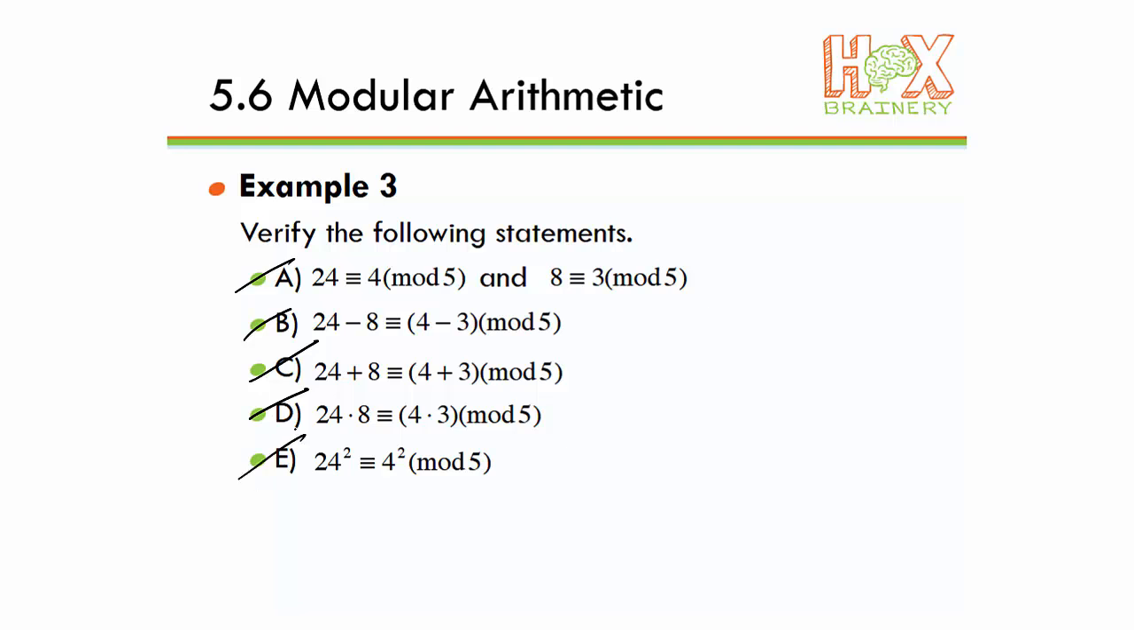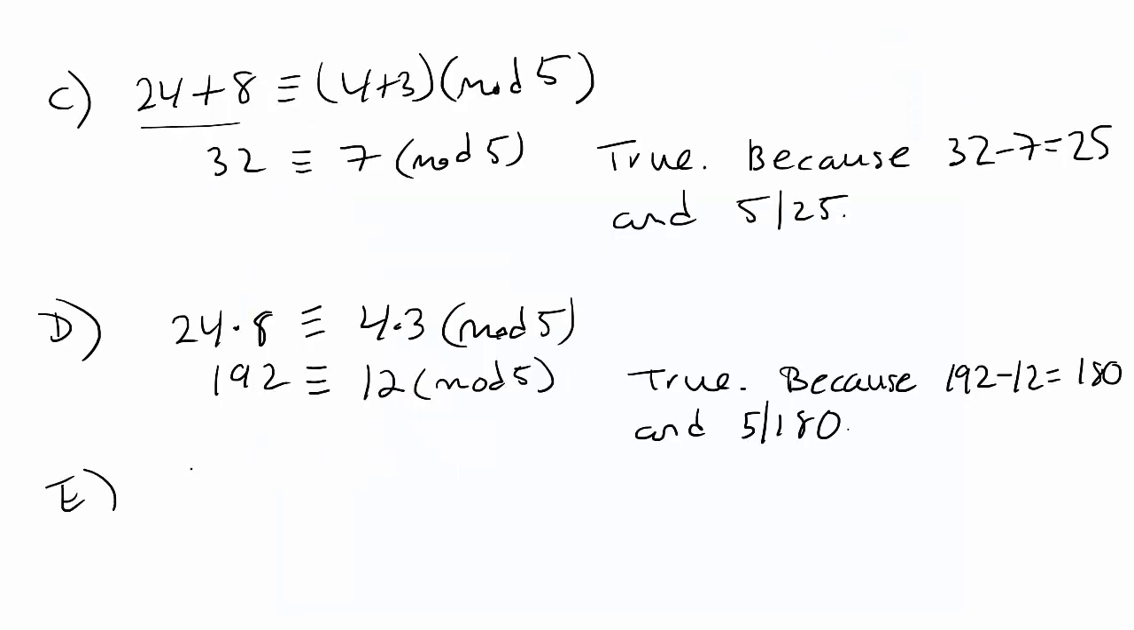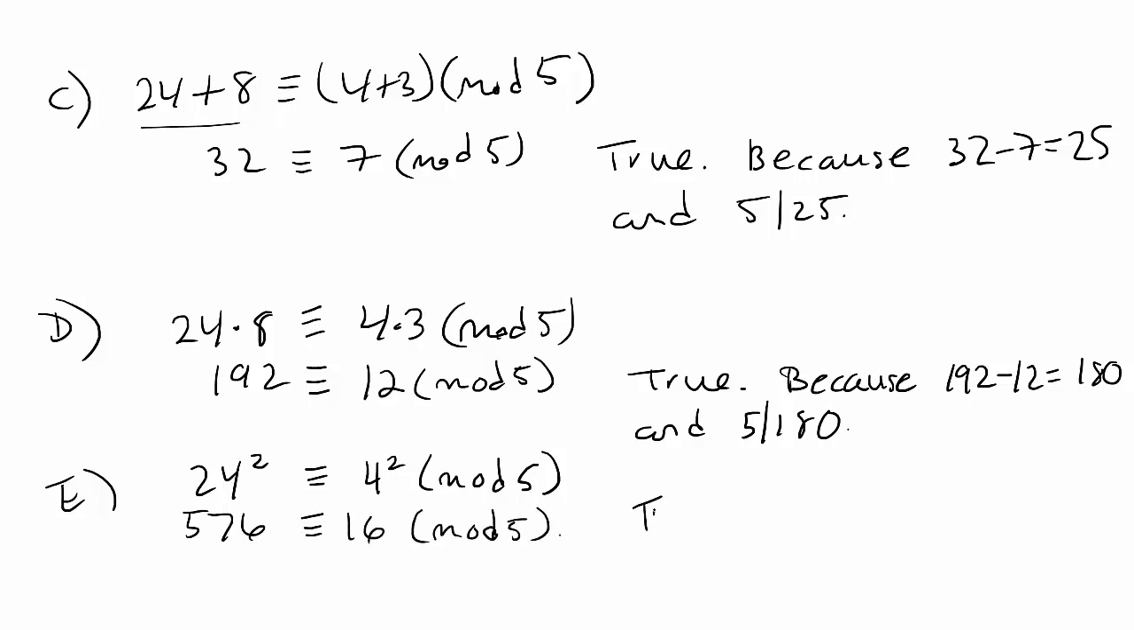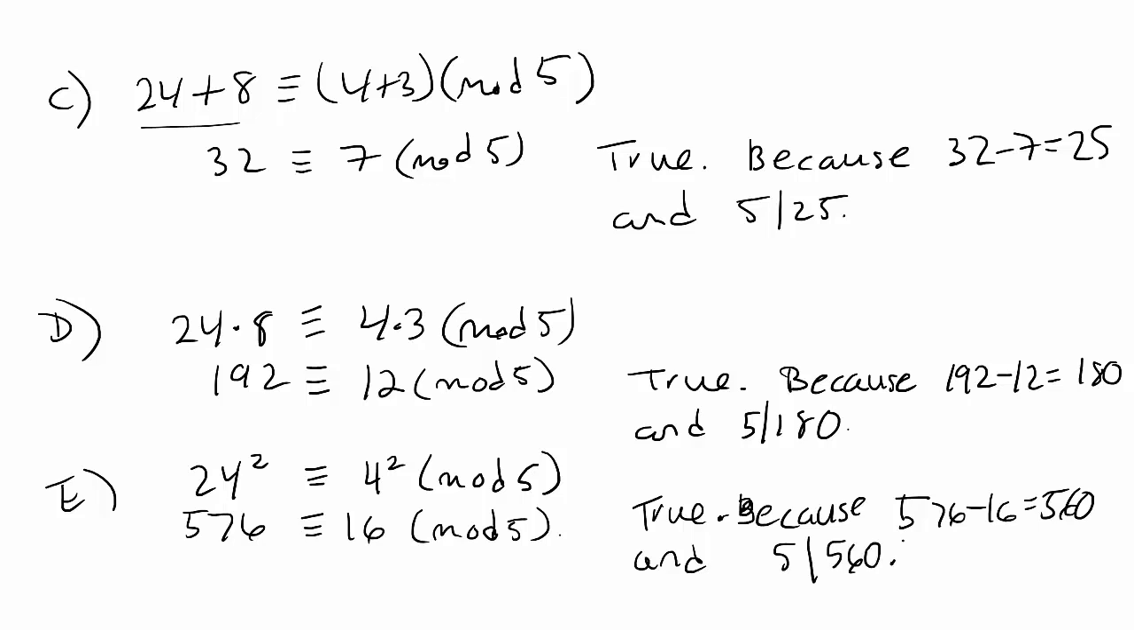And then last one, part E, we have 24 squared. Is that going to be congruent to 4 squared mod 5? This would be 576. Is that congruent to 16 mod 5? And this would be true because 576 minus 16 is 560, and 5 divides 560.